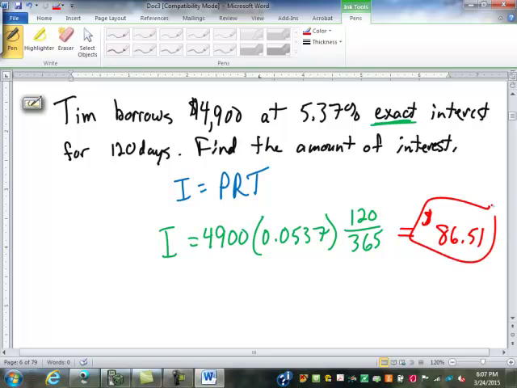Do I have to add that back on for this problem? Why not? They just asked for the amount of interest. They didn't ask for the amount repaid or the maturity value. So you don't have to add it back on.